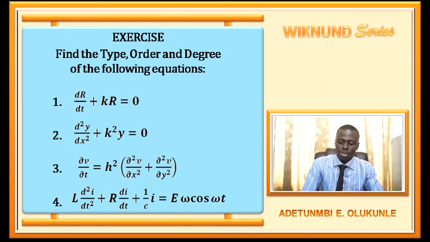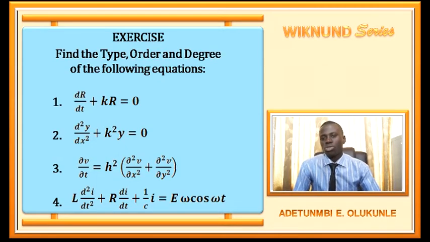Number 3, ∂V/∂t equals h² (∂²V/∂x² plus ∂²V/∂y²). Number 4, L d²φ/dt² plus R dφ/dt plus 1 over C φ equals E ω cos ωt.